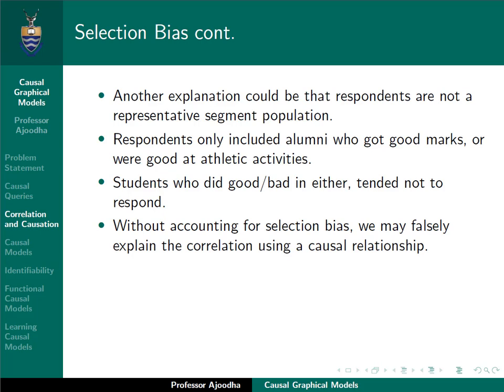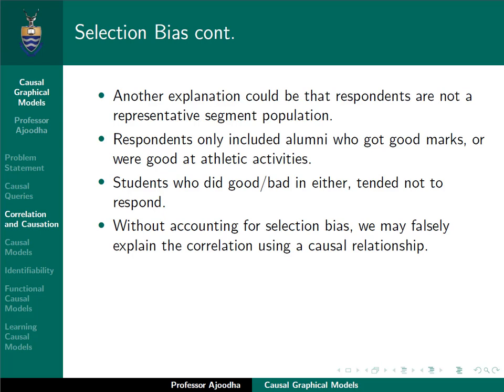All right, so the point on this slide about selection bias is that the respondents may be an unusual segment of the population. So perhaps only students who are very successful academically or very successful in sport chose to respond to that survey. Students with average experiences may have ignored the survey.